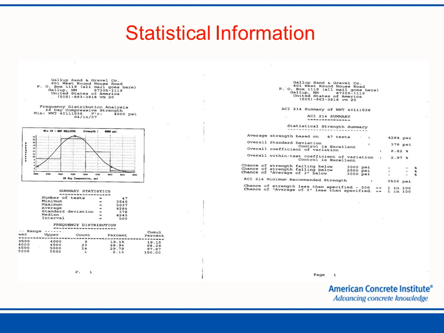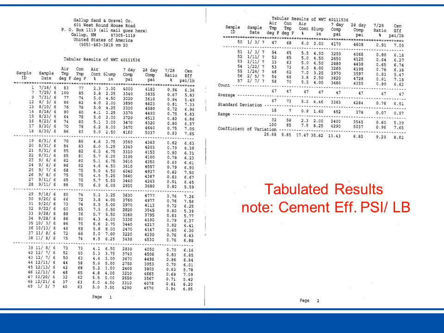Then I would include some statistical analysis. Everybody's looking for some charts. Here's a bell curve on the left with the frequency distribution analysis of a 4,000 psi. Then on the right we had an ACI 214 summary of the average of the 47 tests, the standard deviation, coefficient of variation. Everybody likes to see a few statistical charts, and I would then supply a tabulated results of all the cylinders for this particular mix design submittal.